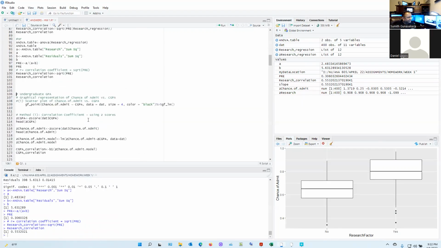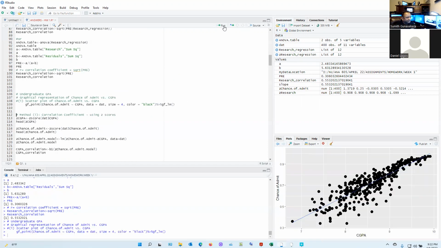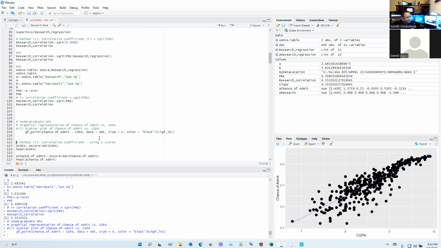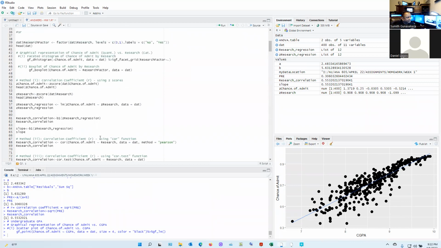You're going to do this for all these explanatory variables. Then I do the same thing for the GPA. For that one, first I look at the graphical representation. This time you get geom_point, a scatter plot, because this time you don't have categorical data. Earlier you got the faceted histogram and the box plot because you had categorical data. This time we don't do that because both variables are quantitative.